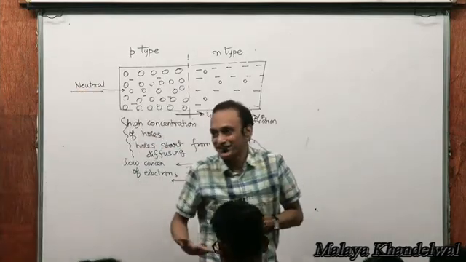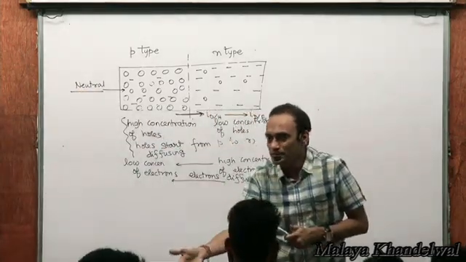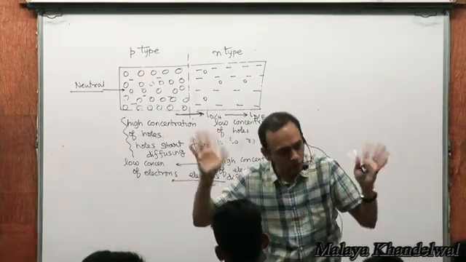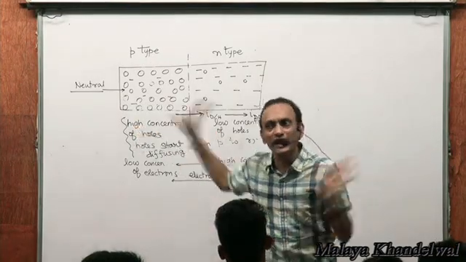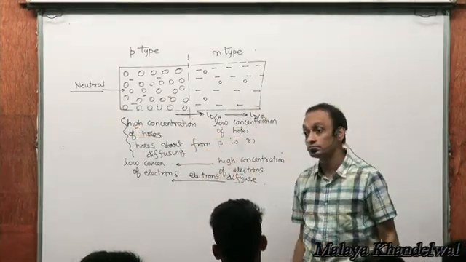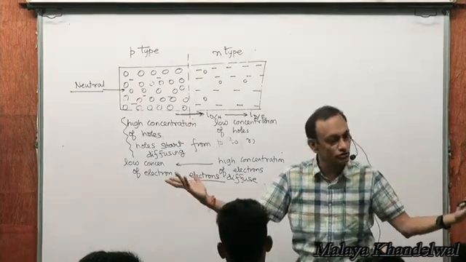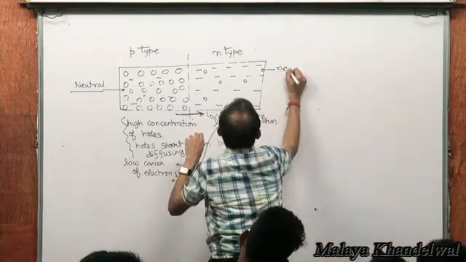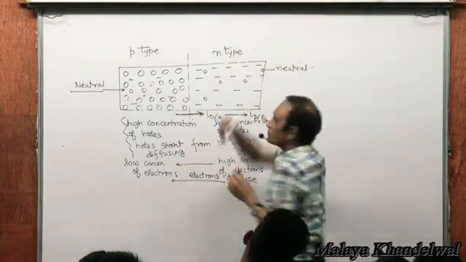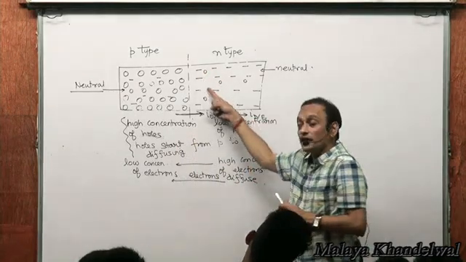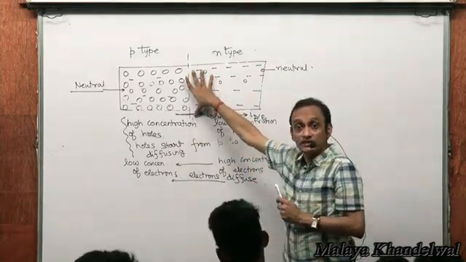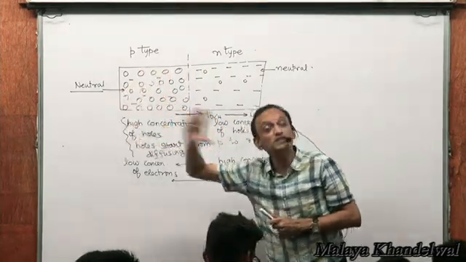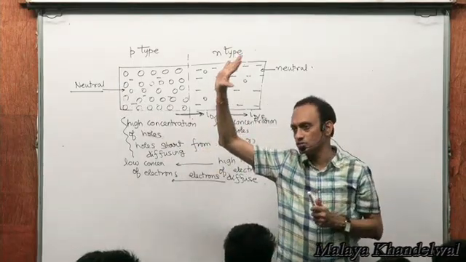I can't create charge. I had neutral boron atoms and I had neutral silicon atoms eventually. So there would be electrical neutrality in the p-type. What about n-type? Same thing. That will also be electrically neutral. Where will I get that extra charge? The whole thing would have no net charge. Yet, there are charge carriers here. This region has negative charge carriers predominantly. This region has holes predominantly, which could be treated like positive charges.